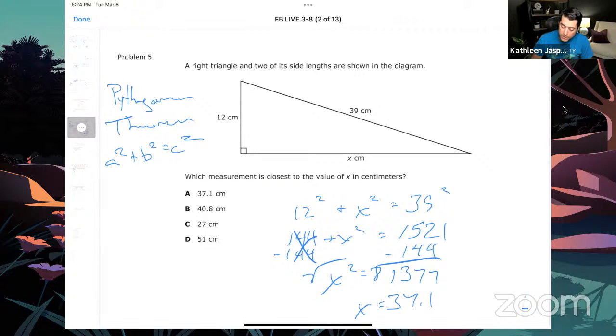We need to go with the closest value in centimeters. And it looks like they've nailed it for us with A. A is going to be the correct answer. It's 37.1 centimeters for this side length right here. Okay, so that's Pythagorean theorem. Make sure you know Pythagorean theorem. Sometimes it's just straight up where they give you the sides. So that's easy. Just square both of them and then add them together. But this is what it looks like when you're missing a side. Get X by itself, or in this case, X squared by itself, and then square root everything. And that's your answer.